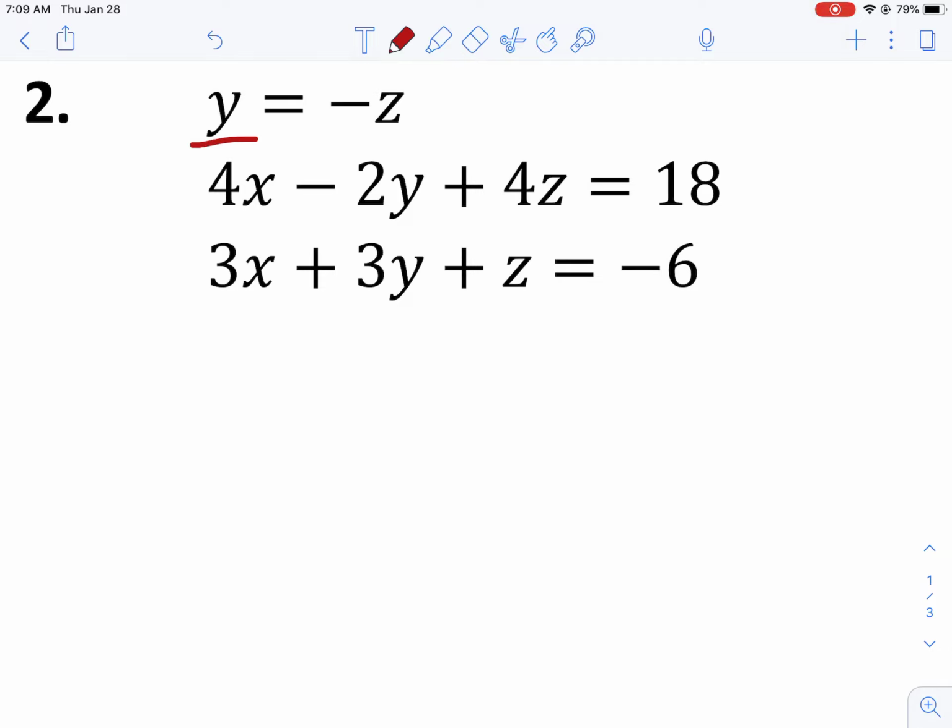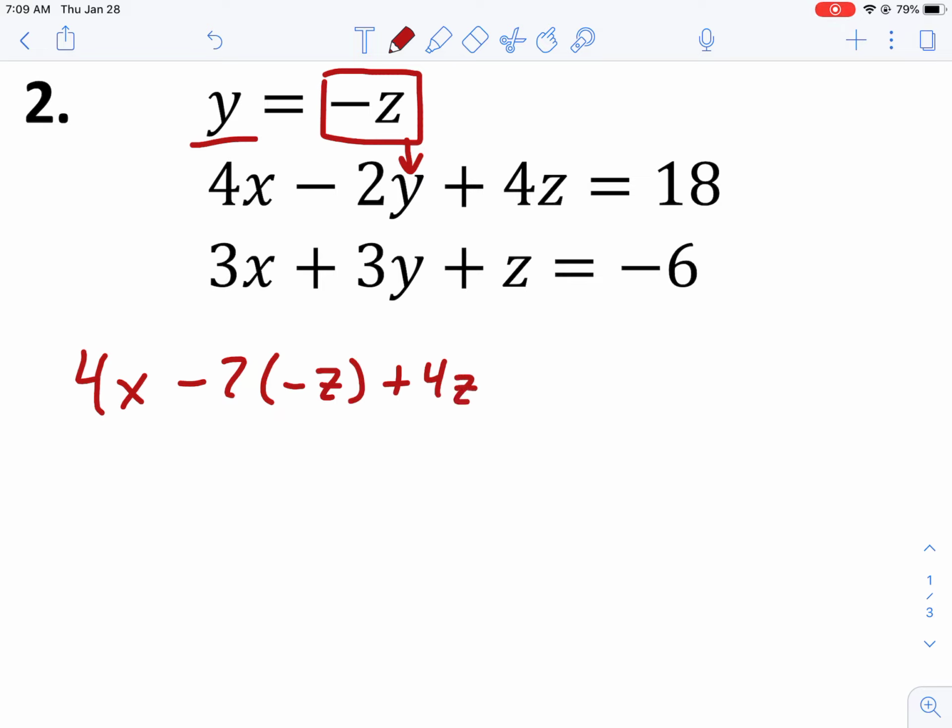And as you guys know, if we have things by itself, we can plug them in. So we know that y equals -z. So we have to take -z, and we have to plug that in for y. Now, you can pick either equation. I'm just going to do the second one just because there's not really a difference between the two. They both have all 3. So we have 4x minus 2, parentheses, -z, plus 4z equals 18. Okay?